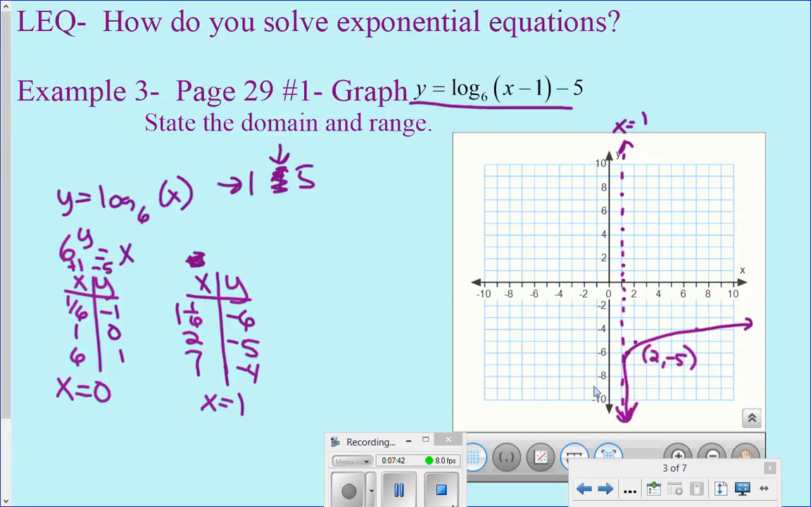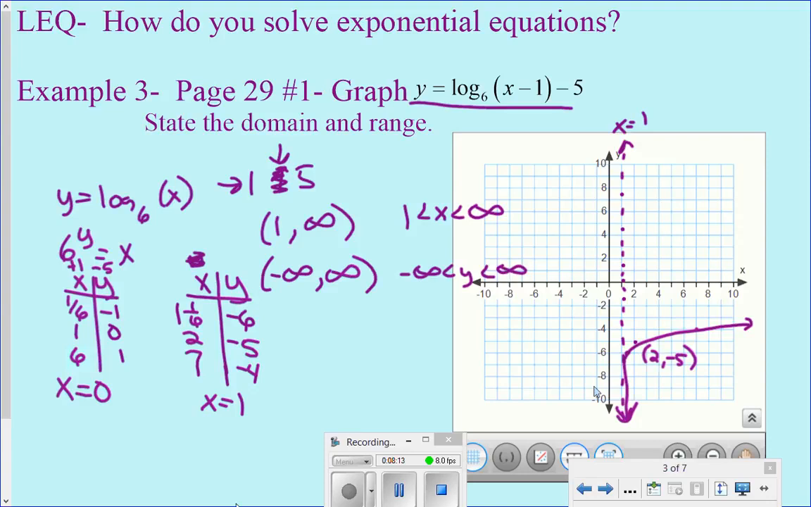Now the only other thing we need to do is to state the domain and range. So domain, looking left to right. I'm going to use interval notation, but inequality is fine. I can see that 1 is where it starts and that it goes to infinity, and parentheses for both because it doesn't equal 1 or infinity. Range, negative infinity to positive infinity, both with parentheses. If you use the other notation, it would be that. And it would be that.